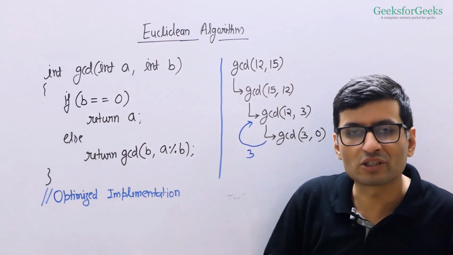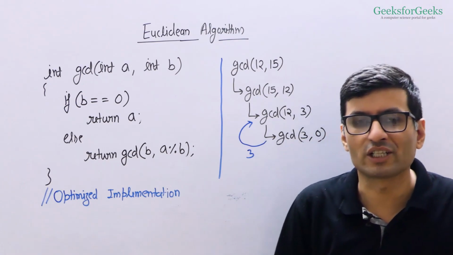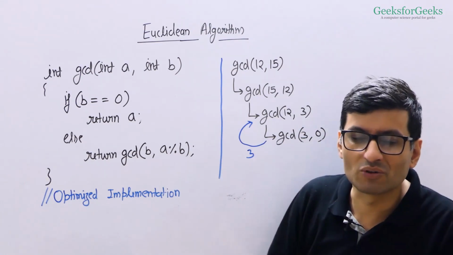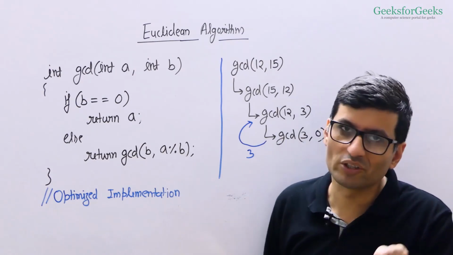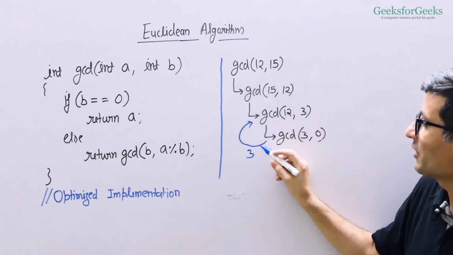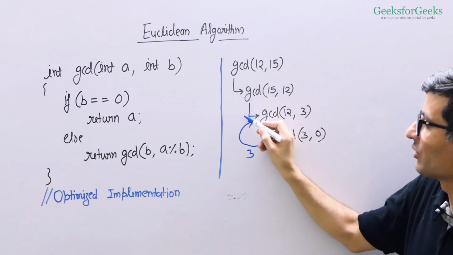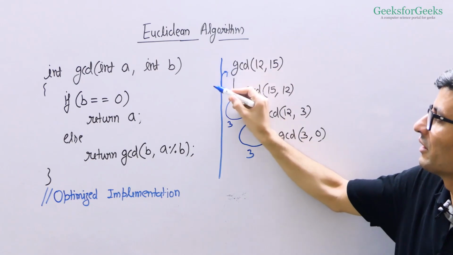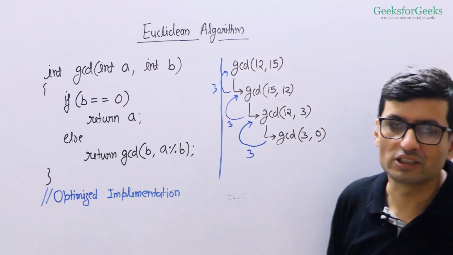And this code is so elegant, we don't even need to check if A is greater than B or B is greater than A, or whether A becomes 0 or B becomes 0. We know that B is going to become 0 first. So this returns 3 here. Then this call is also going to return 3 to its parent call, and this is also going to return 3. Right? So finally we get the GCD as 3.